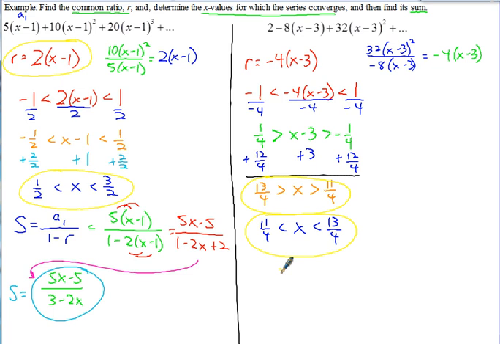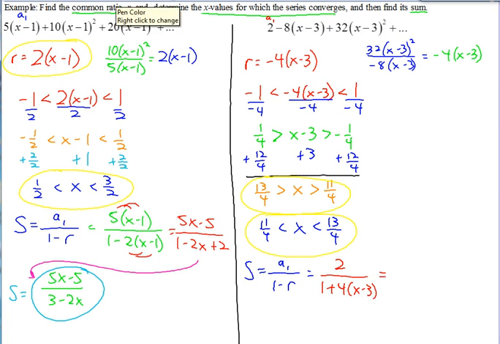And then let's go ahead and find the sum if it does converge. Again, the sum is the first term, a sub 1, over 1 minus the common ratio r. This time the first term was just 2. So that's 2, there's your a sub 1 right there, over 1 minus r, which we figured out as -4(x - 3). So minus a -4 actually makes it a positive 4, times (x - 3).